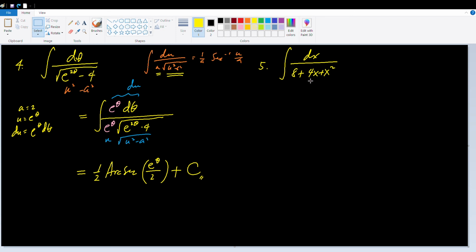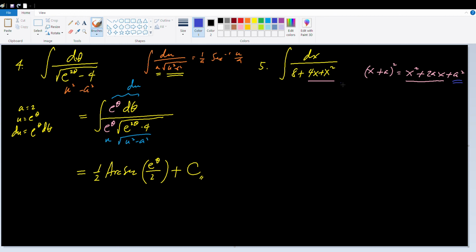We consider these two terms, 4x and x squared. And let us recall the binomial x plus a squared, which is x squared plus 2ax plus a squared. So think of 4x plus x squared or x squared plus 4x as your x squared plus 2ax. We need to add the term a squared so that this trinomial can be written as x plus a squared.